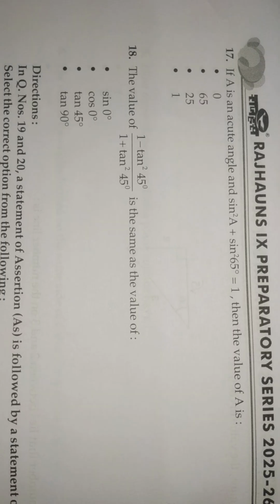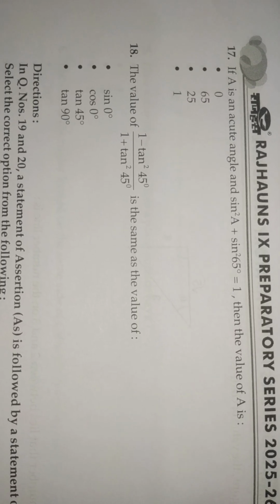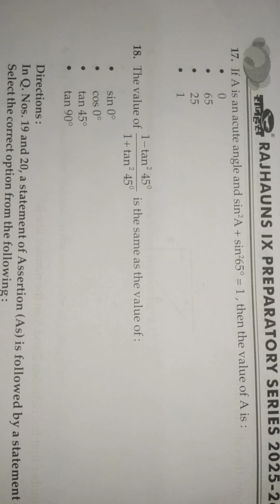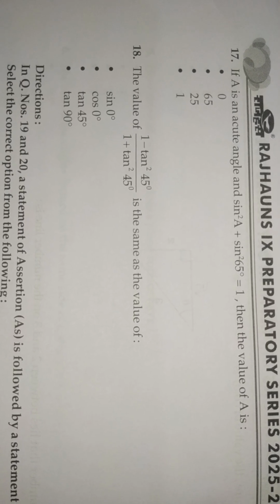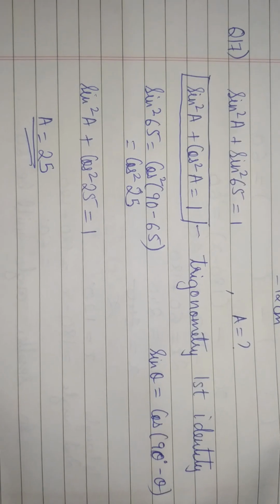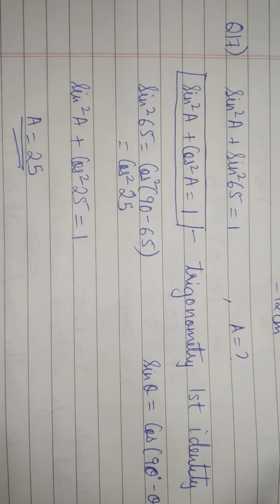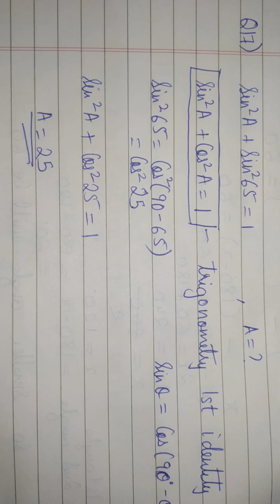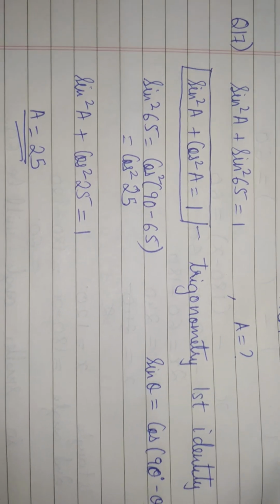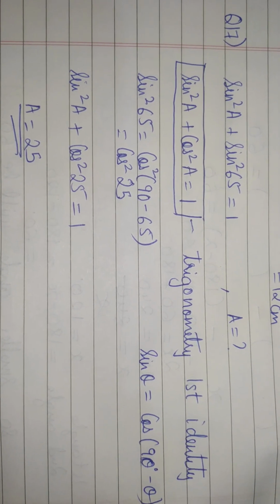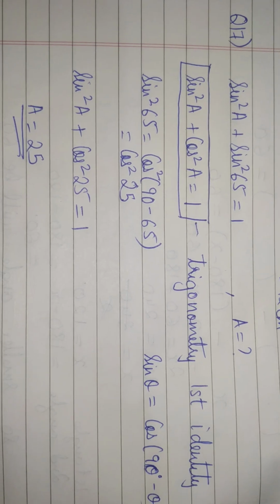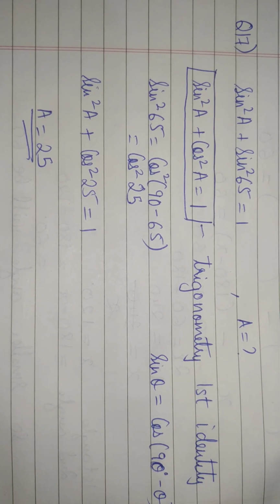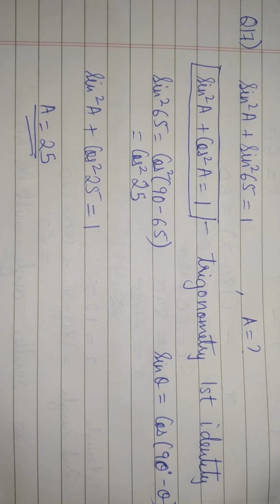Question number 17. If A is an acute angle and sine square A plus sine square 65 is equal to 1, find the value of A. In this question they have given us sine square A plus sine square 65 is equal to 1, and we need to find the angle A. Okay, so what is the first identity of trigonometry? Sine square A plus cos square A is equal to 1.